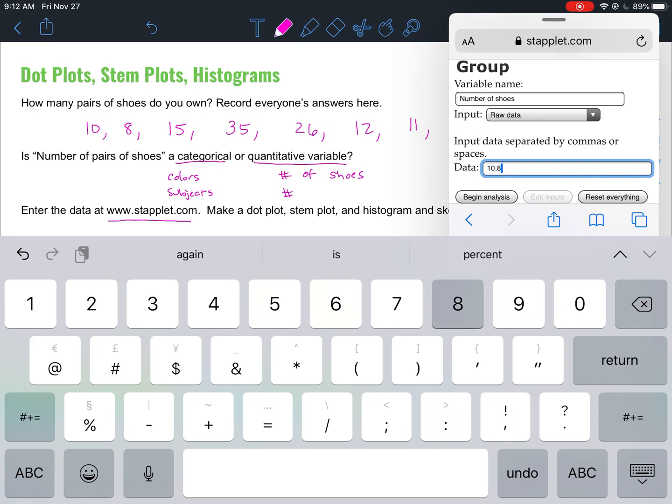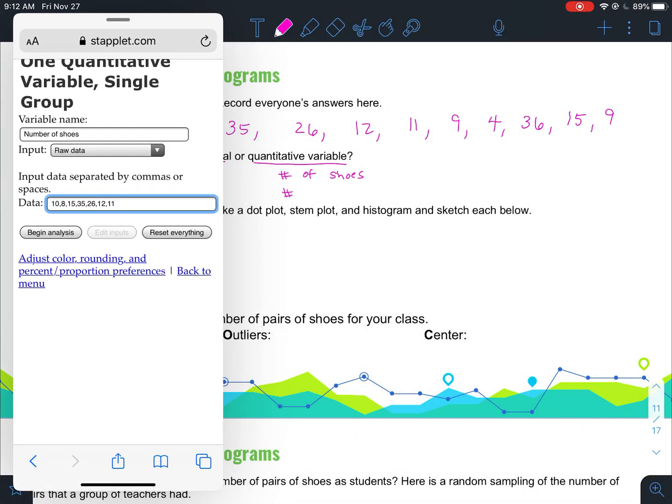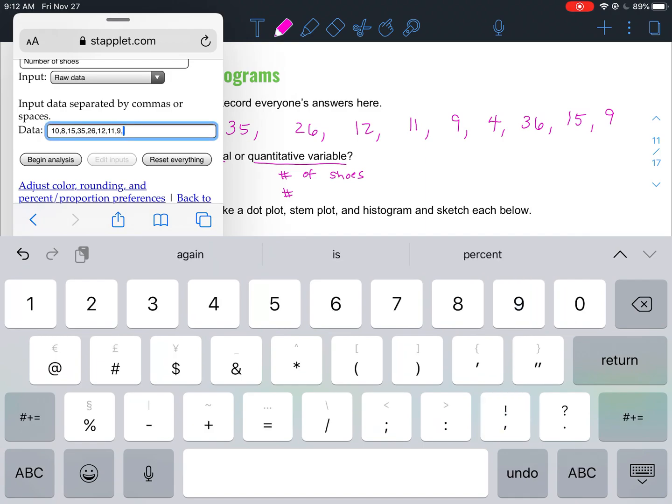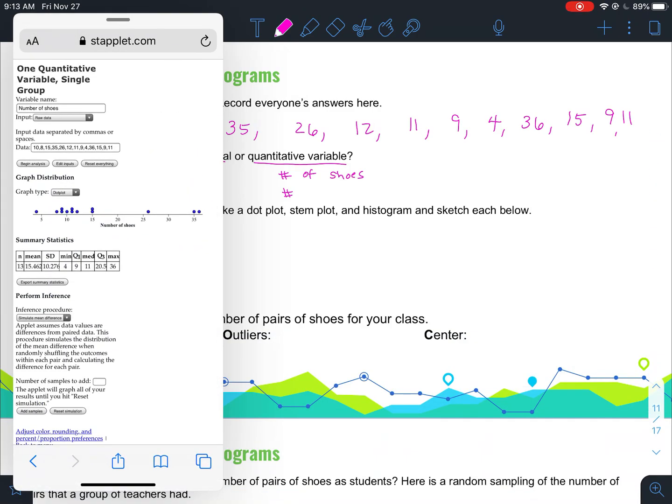So 10, 8, 15, 15, 35, 26, 12, 11, 9, 4, 36, 15, 9, and we don't have any repeats, so let's add a repeat. We're going to add an 11, so at least one was repeated, so 11. All right, so we're going to begin analysis.